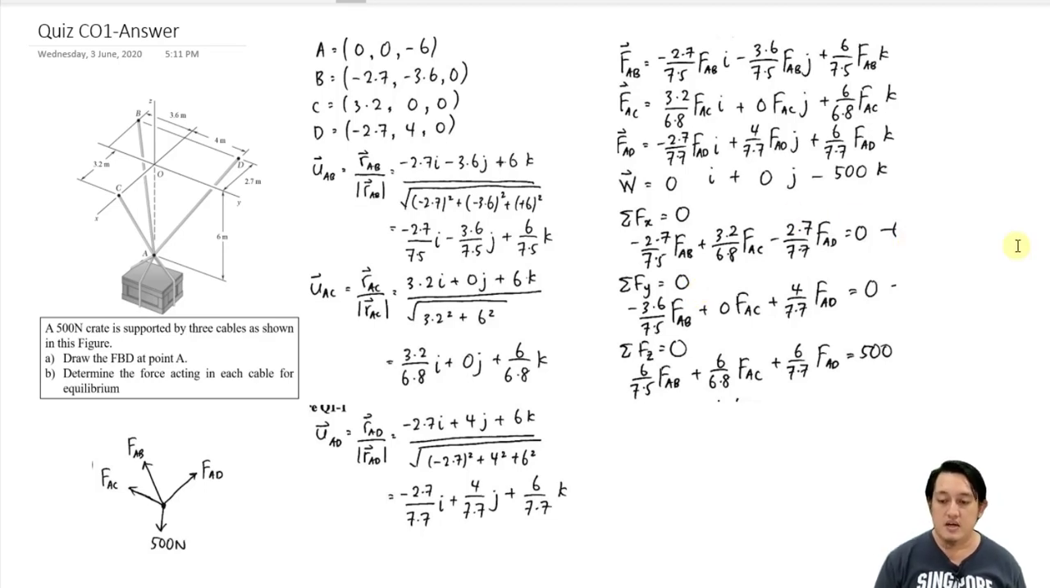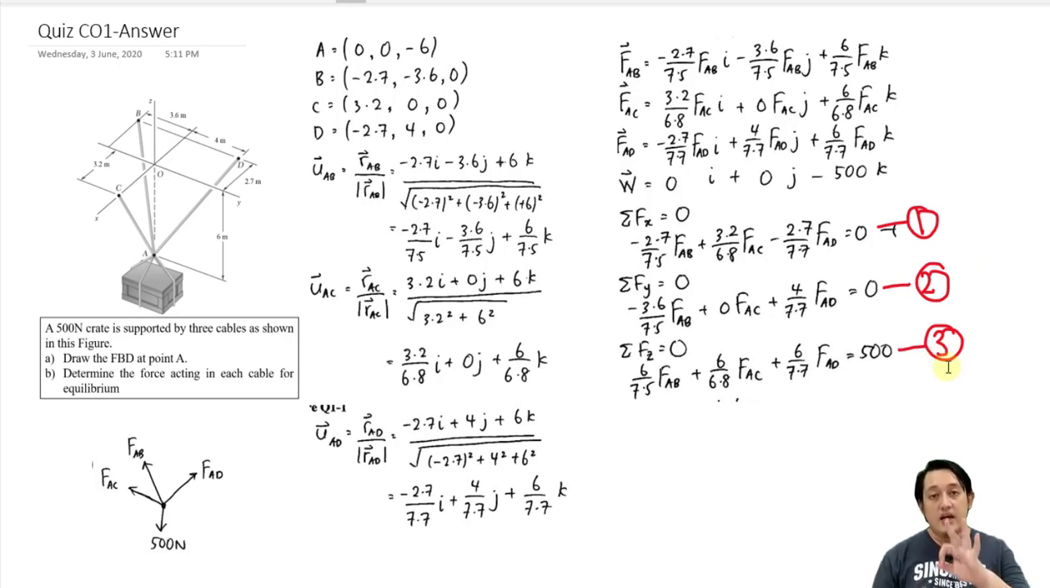Let me label it. So this one here is equation number 1. This is equation number 2. And this one here is equation number 3. 1, 2, and 3. Because we have 3 unknowns and also 3 equations, we can use the calculator to solve for the answer.